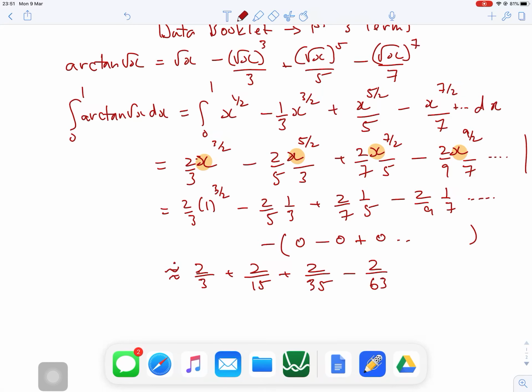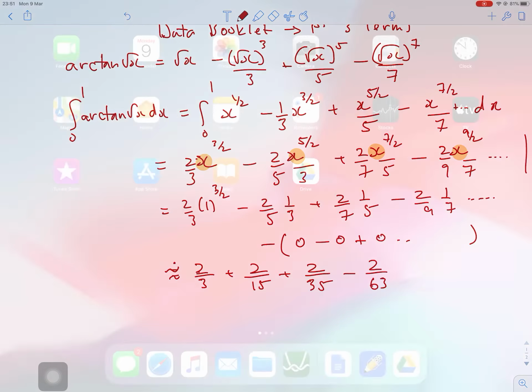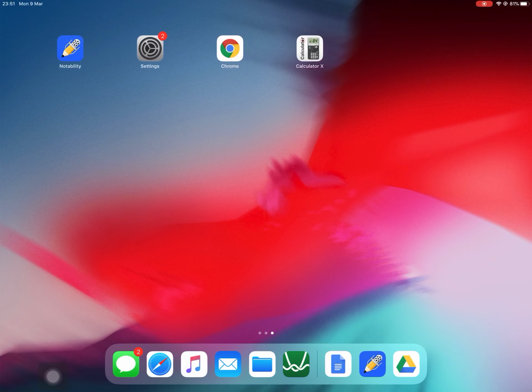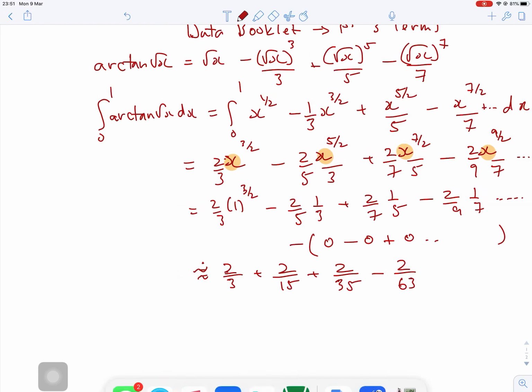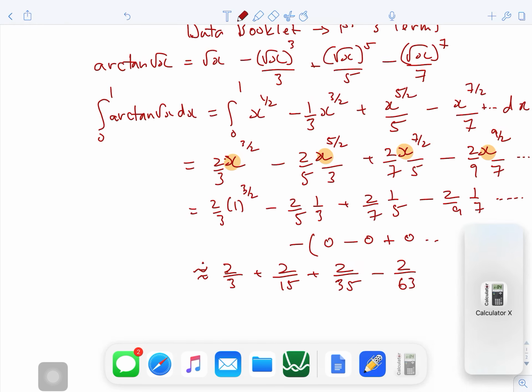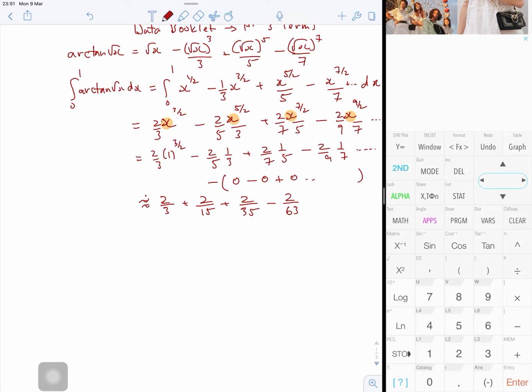Now, in order to figure out what that is as a decimal, we'll just use our calculator. I'll have to turn mine on here. Let's see, it's been turned off. Okay, and let's put that over here on the side of the screen. And we'll clear all that out.